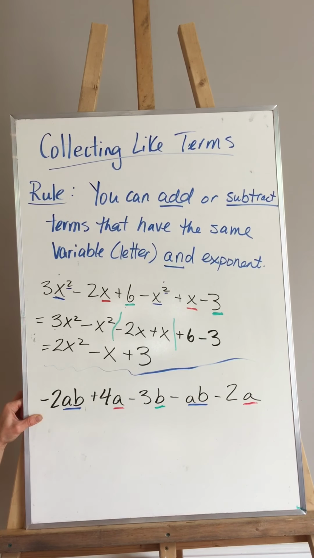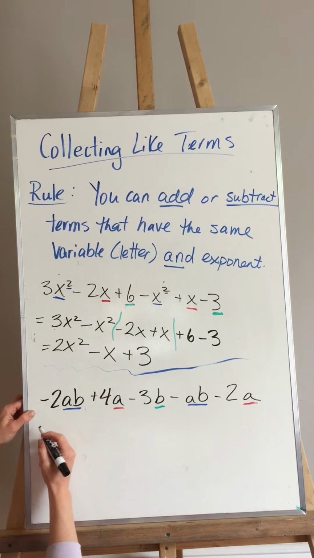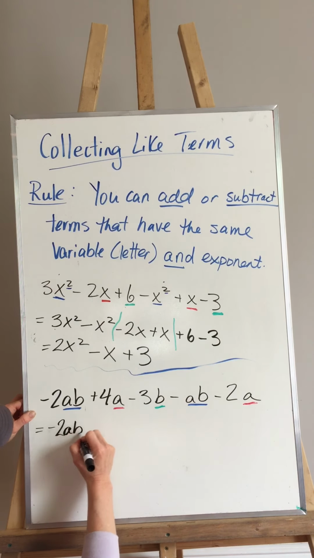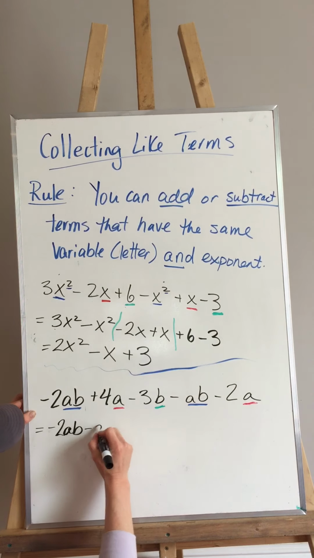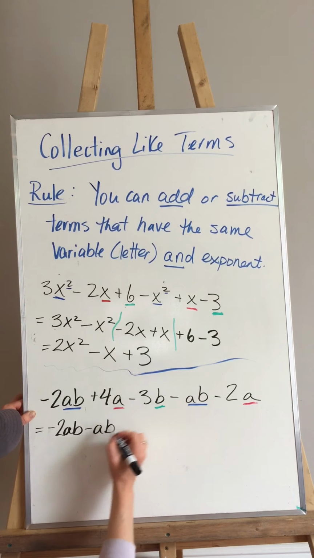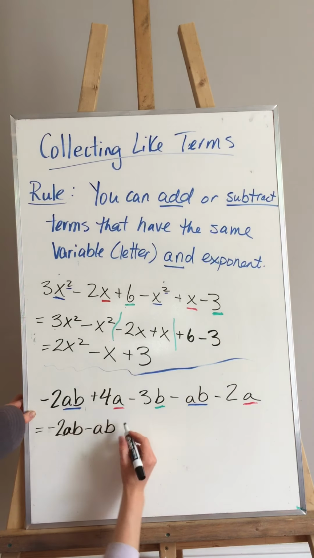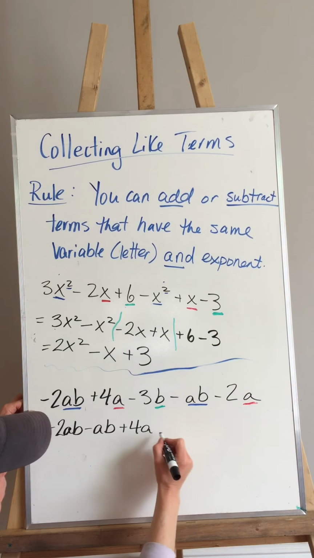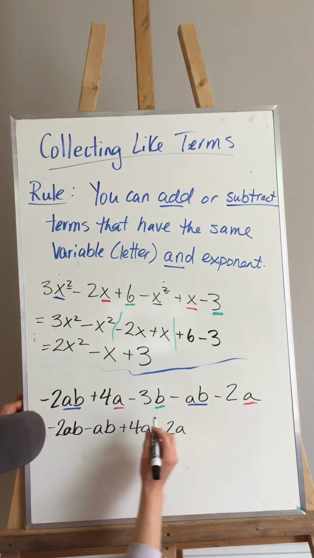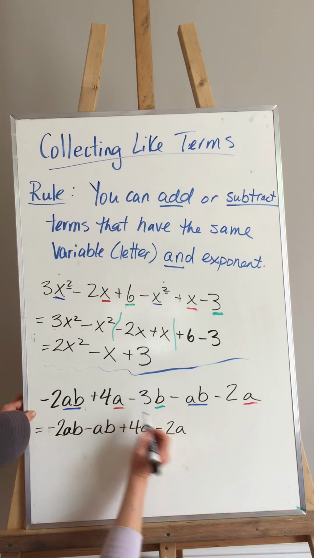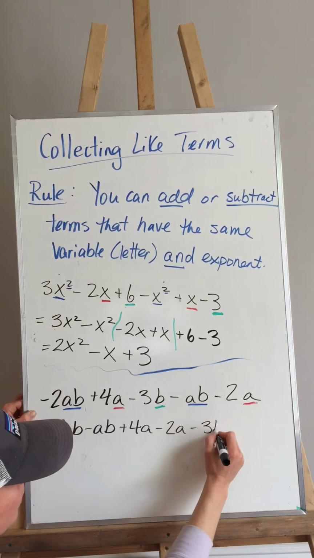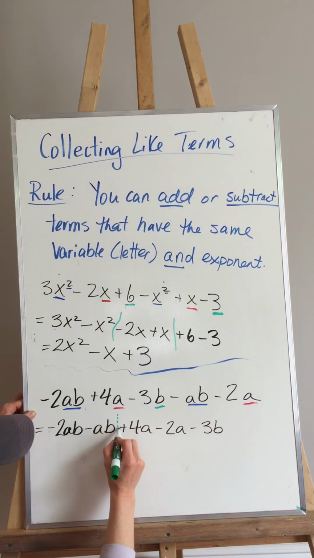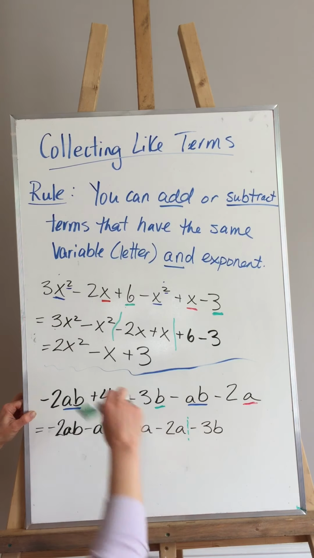That's fine. So now I'm going to bring them down. I'm going to write the groups beside each other. So I have negative 2ab minus ab, bringing the sign, plus 4a and minus 2a. Okay, and this is just on its own, so minus 3b. Okay, if it helps to put the lines to divide between the groups, you can do that.